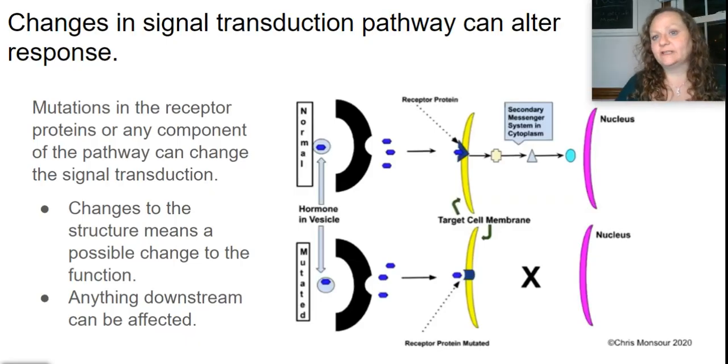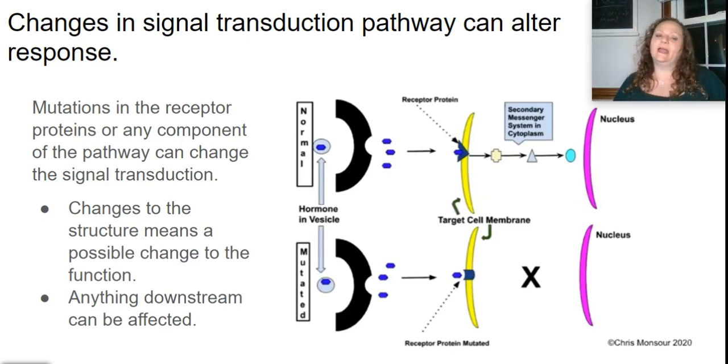Changes in our signal transduction pathways can actually alter the cellular response. This is a case where a mutation matters. So mutations in that receptor protein or any component of the pathway can actually change how the signal transduction takes place. These types of changes to the structure mean a change in function. Change in structure means change in function almost every single time. Anything that happens downstream in this pathway can be affected or likely will be affected.